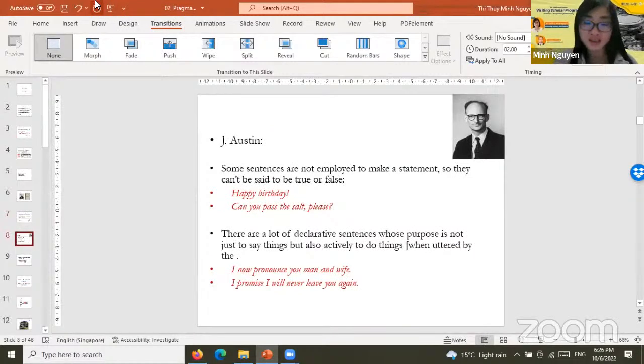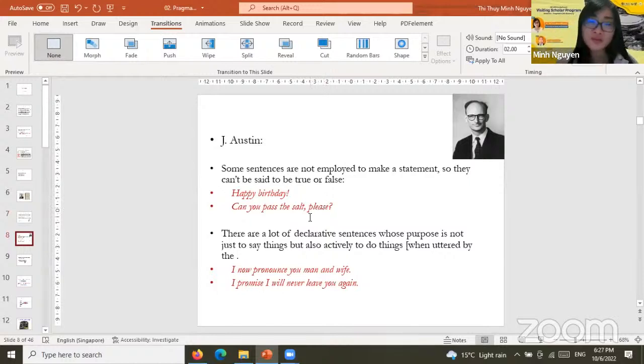He observed that we can do more with language, because some sentences are not said to make statements, because we can't say whether they are true or false. So for example, when I say happy birthday, or when I say shut the door, please, or can you turn on your camera, please? We can't really verify whether those statements are true or false because they don't describe a phenomenon in the real world. They function differently. So happy birthday is a birthday wish, and shut the door is a request.